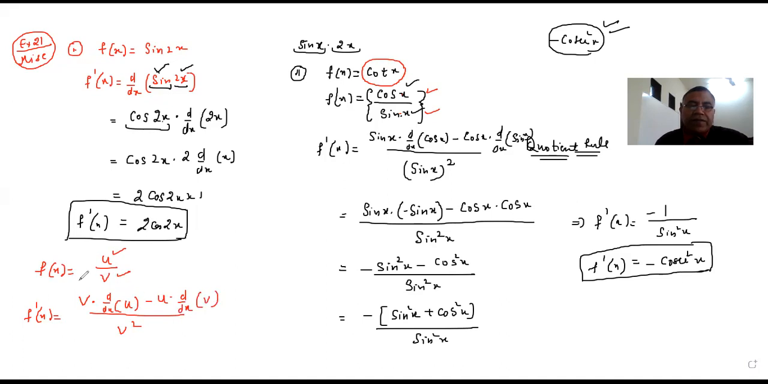And if the function is in the form of numerator and denominator, f dash x is equal to square of the denominator, then denominator as it is, derivative of numerator minus numerator as it is, derivative of denominator. So this is called quotient rule.